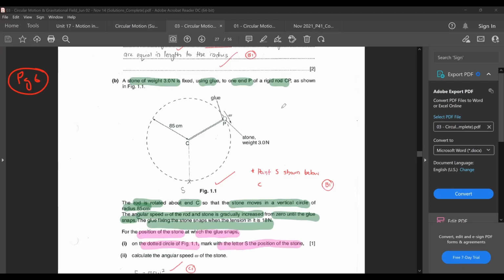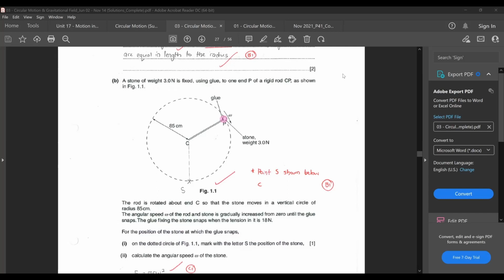So what they basically mention here is this. You have a stone glued to this rod. You're trying to swing it in a circle, and when you swing it, you're increasing the speed with which you swing it. You're increasing the angular speed. And then at some value of the angular speed, the glue suddenly snaps. So they're asking where would be the position where the glue snaps in this vertical circle.